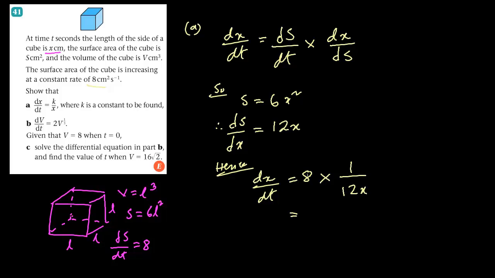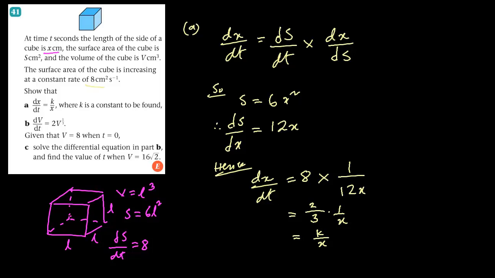If you simplify this, 4 twos are 8 and 4 threes are 12, and we have 1 by x over here, so 2 by 3 is the constant, so we can write k divided by x. So this is an arbitrary constant. In question number B, we have to find dv by dt.